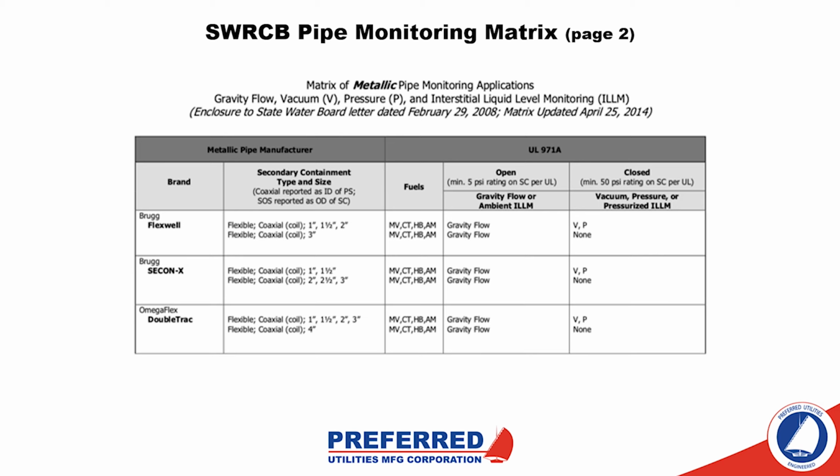So this is just page 2 of the SWRCB pipe monitoring matrix. As you can see, there's Brugg piping on there, Omega Flex. We tend to use a lot of Omega Flex DoubleTrac. It's just a really good product. And Brugg is an excellent product as well. There's just a little pricing difference between the two, but both are approved and great piping systems.